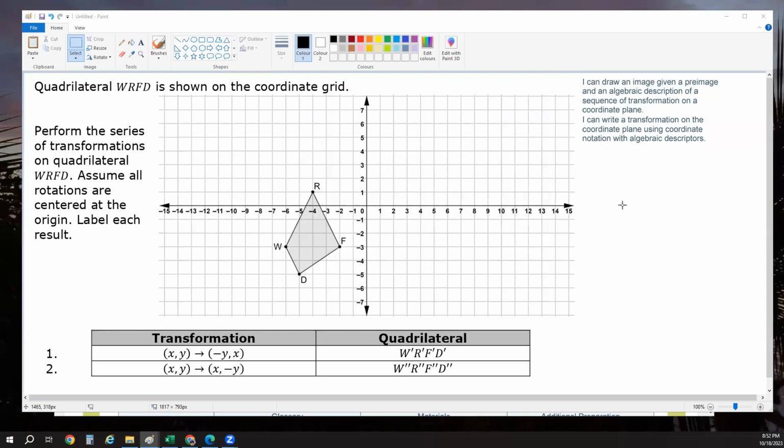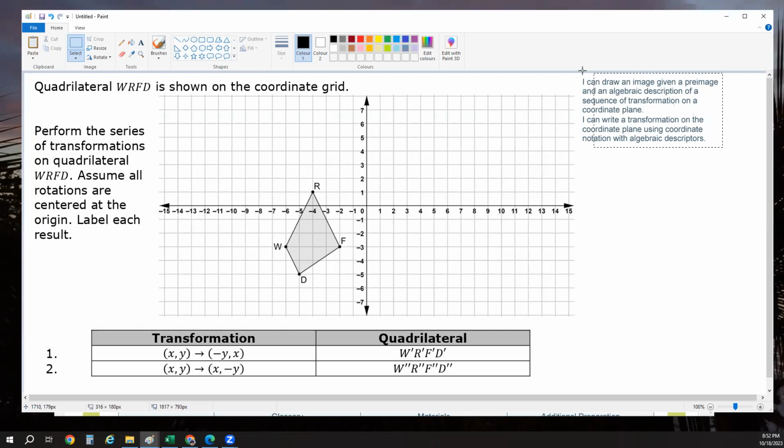Okay, so we're going to go over section 4.5 now. After this, you should be able to draw an image given the pre-image and an algebraic description of the sequence, and be able to put those images on the coordinate plane and then write the transformation on the coordinate plane using the notation of the algebraic descriptions. Okay, so that's what we're going to be trying to do here.